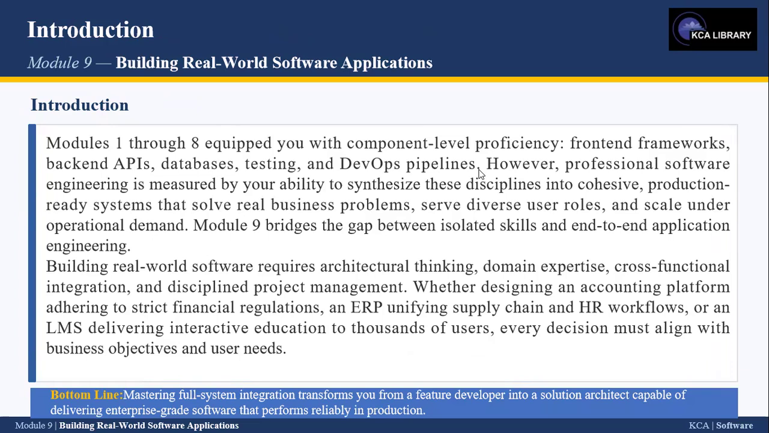Modules 1 through 8 give you component-level skills: front-end, back-end, APIs, databases, testing, and DevOps. But professional software engineering is measured by your ability to synthesize these disciplines into cohesive, production-ready systems that solve real business problems, serve diverse user roles, and scale under operational demand.